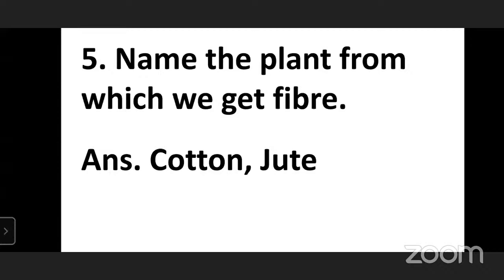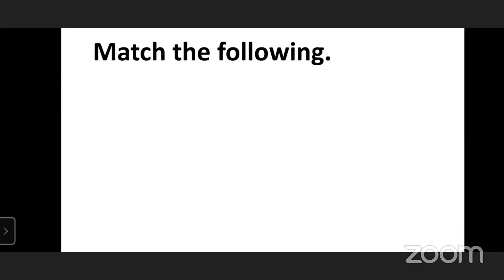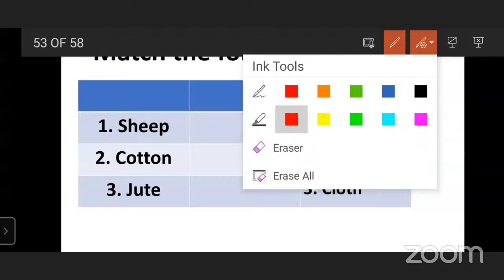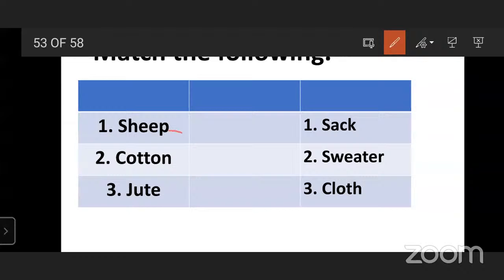Next. Now, come on, others also answer me. Match the following. You have to match them. Now, see here: sheep, cotton, jute, sack, sweater, and cloth. Tell me what do we get from the animal? From the sheep, we get wool, and from the wool we make a sweater. Now cotton. From the cotton, what do we get? Cotton cloth. And from the jute, what do we make? A sack. Very good.